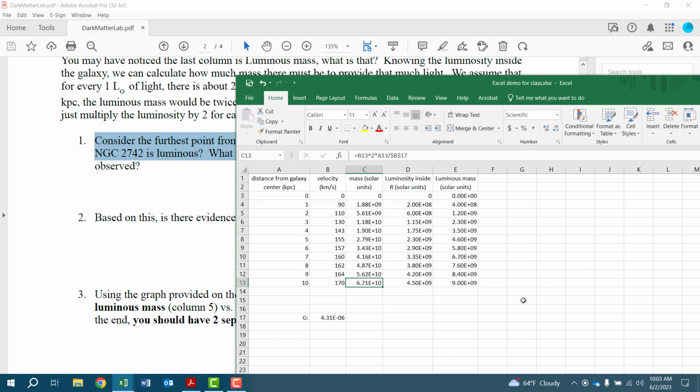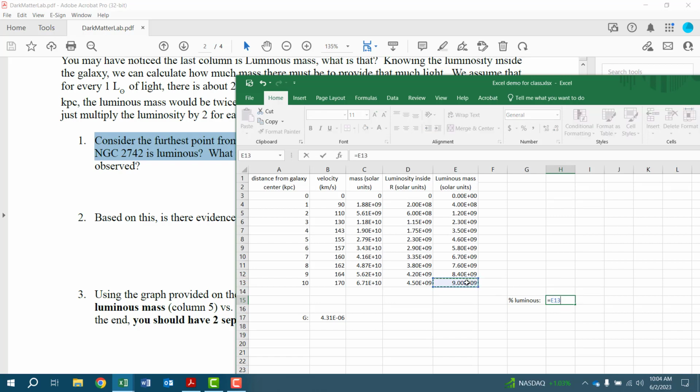So I can actually do the calculation right here. I want to compare the mass that we can see to the mass that we know is there because of its gravitational influence. I'll do that calculation over here. I'll say percent luminous, and since I'm using math, I have to use an equal sign. I'll say equals the amount we can see divided by the amount that we know is there. And then to convert that to a percentage, I will multiply by 100.